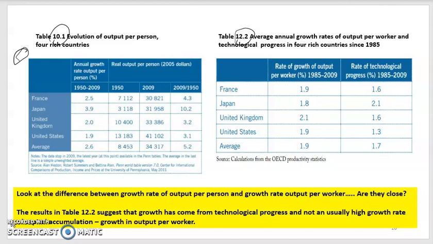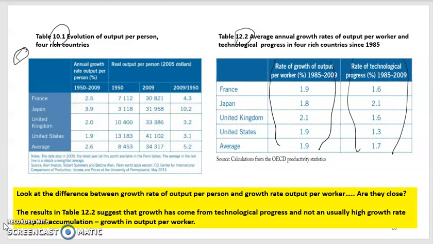So table 12.2 leads us to two conclusions. Firstly, growth since 1985 has come from technological progress and not unusually high capital accumulation. This conclusion follows from the fact that in all four countries, the growth rate of output per worker, shown in column 1, has been roughly equal to the rate of technological progress shown in column 2. This is what we would expect when countries are growing along their balanced growth path.